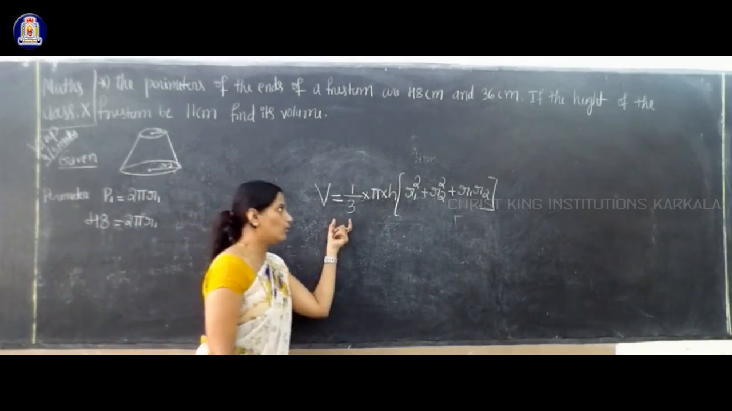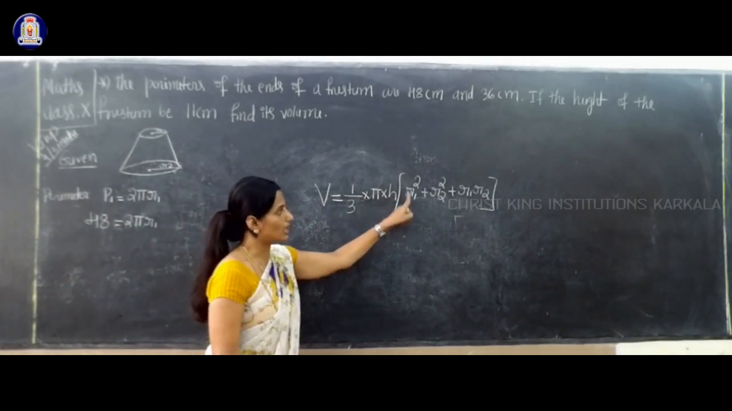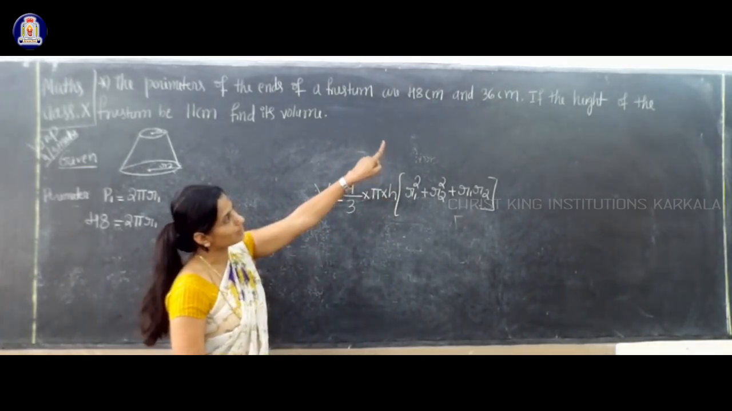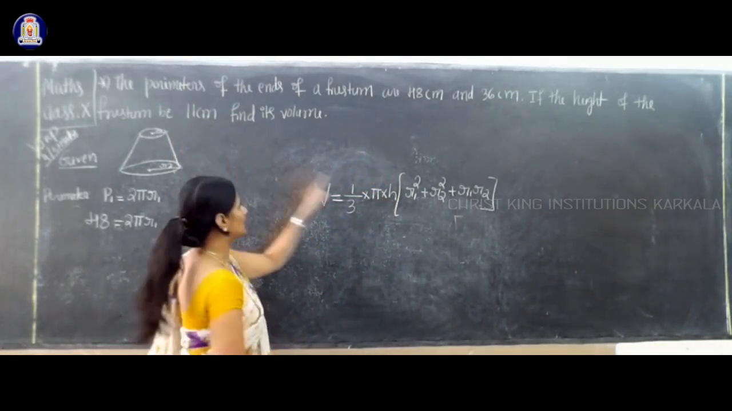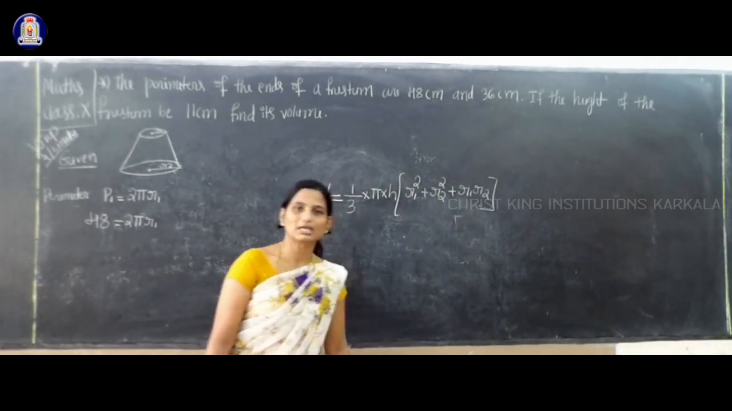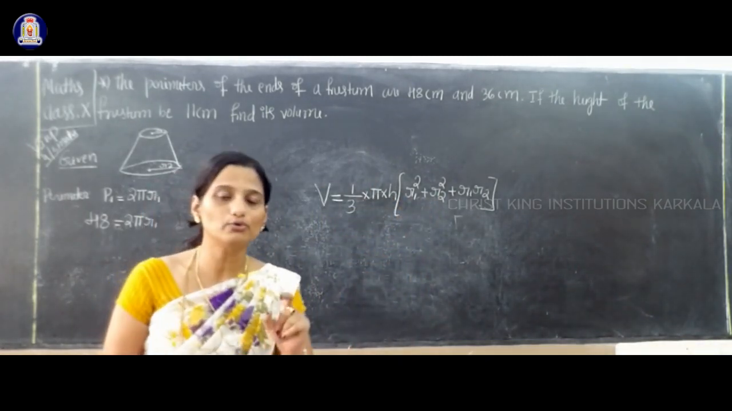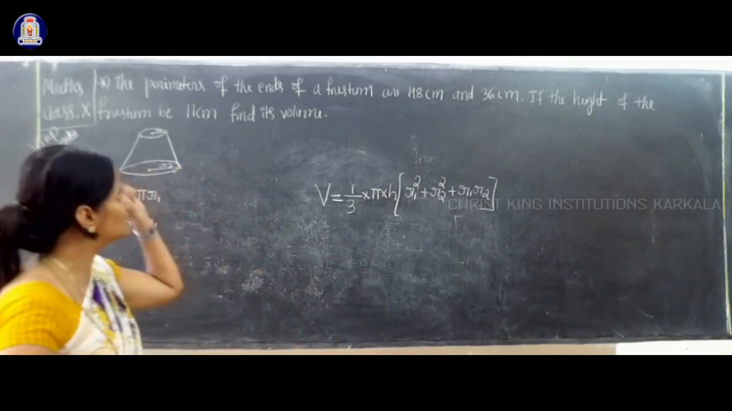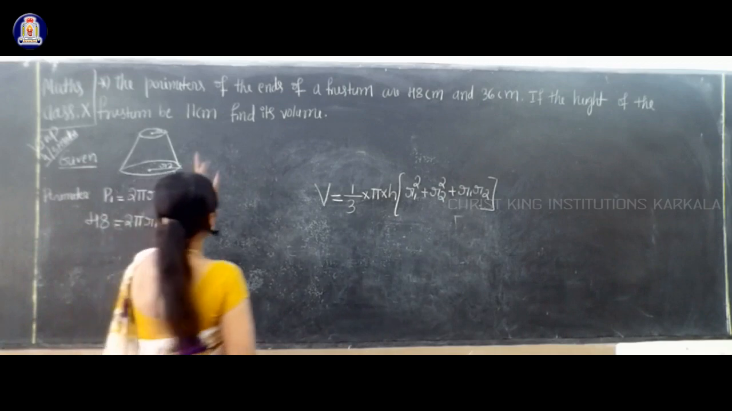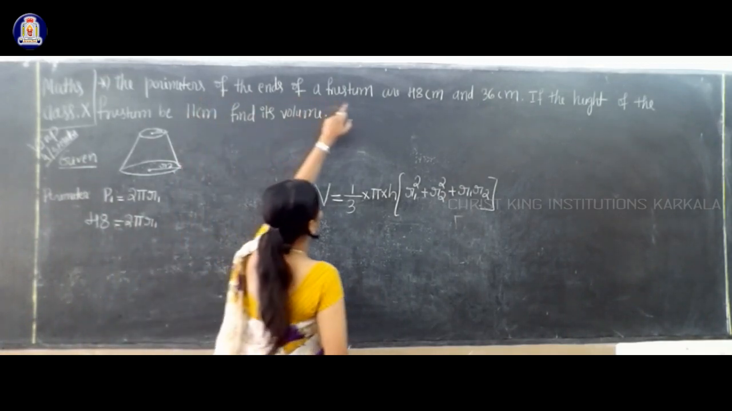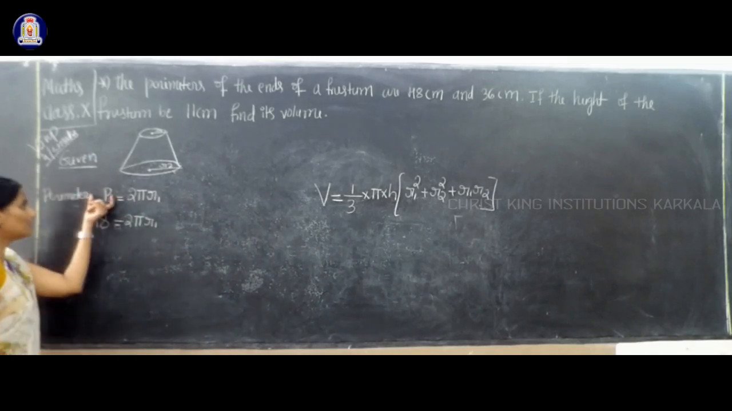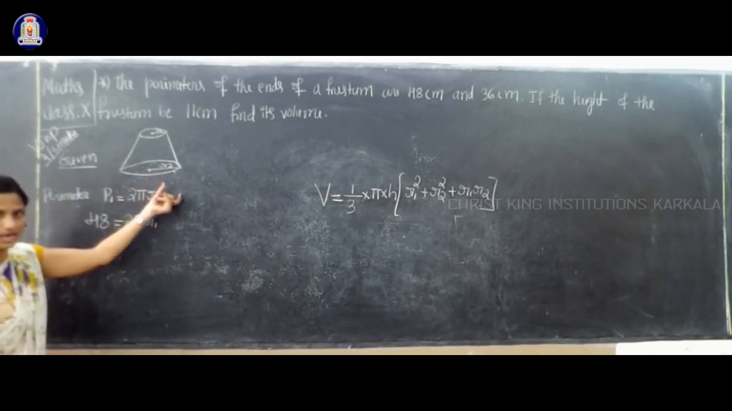So to get the volume, you should know what is your R1, what is your R2, what is your H. H is given, the height of the frustum is 11. Are R1 and R2, the radii of the two circular bases, given here? No, right? So instead of that, what is given? The perimeter of the frustum is given. So use that. The perimeter of a circle is 2 pi r.